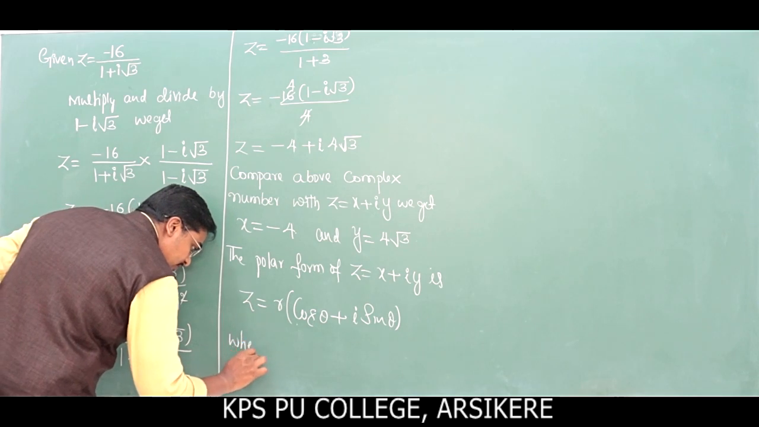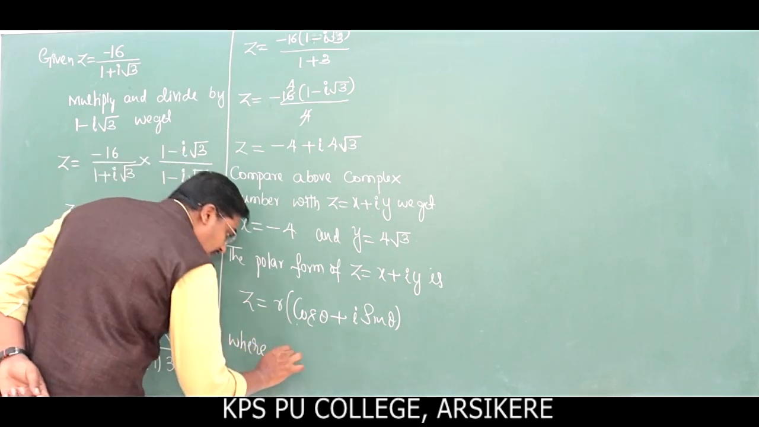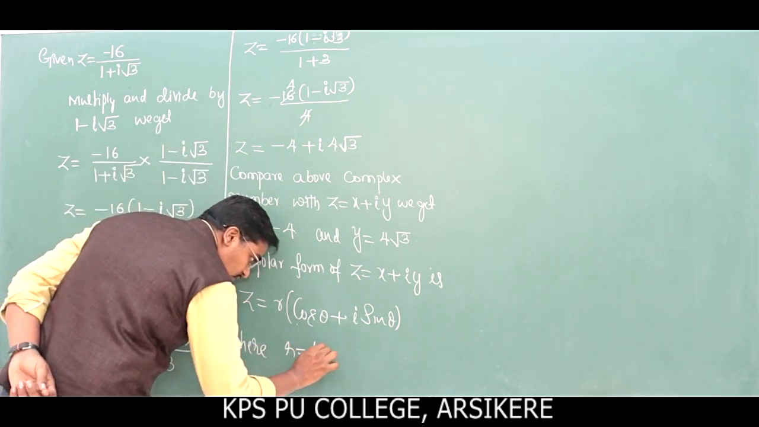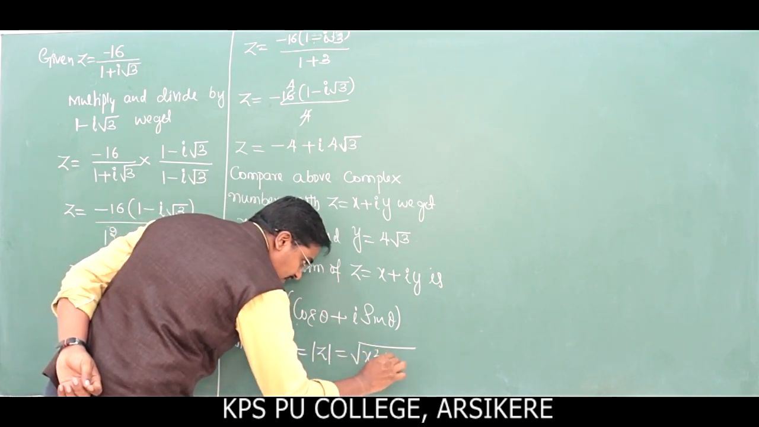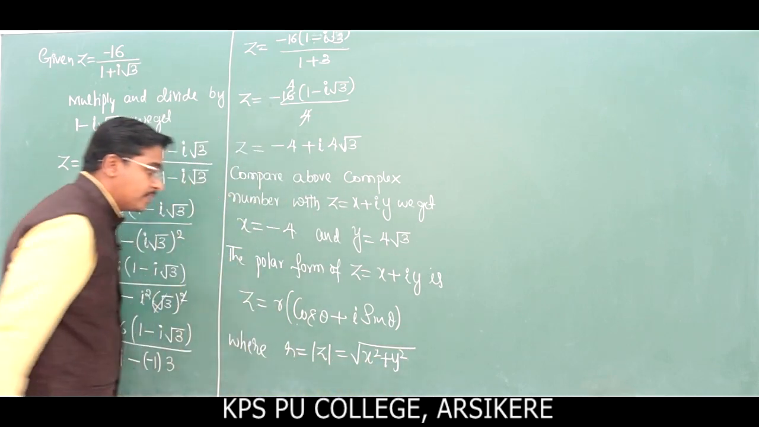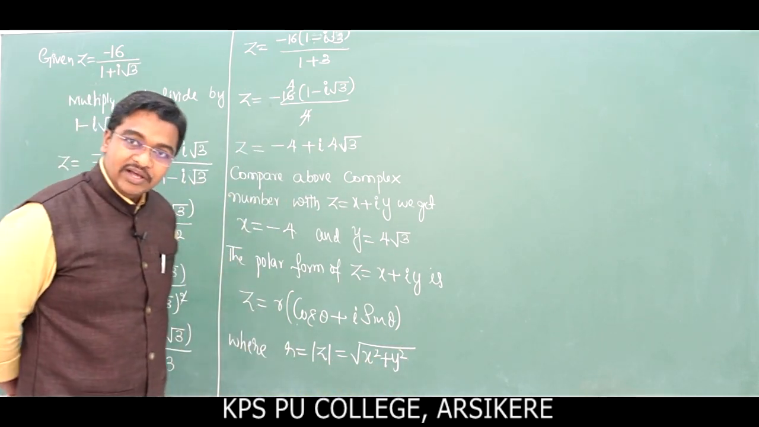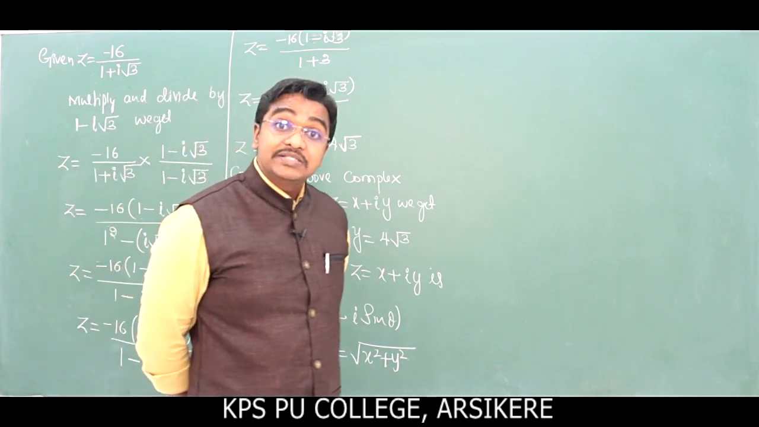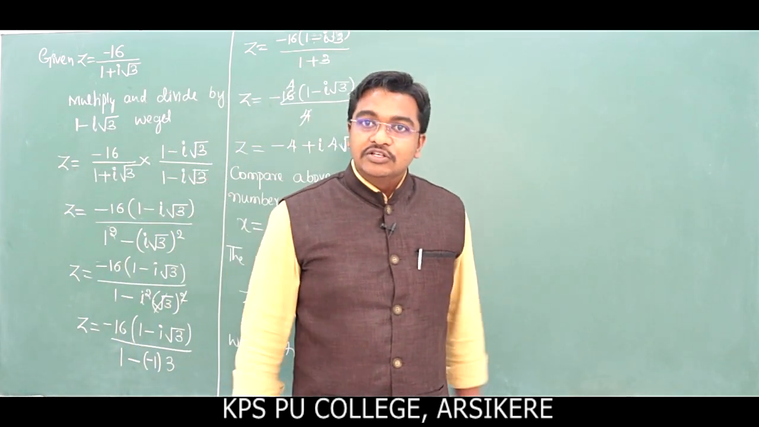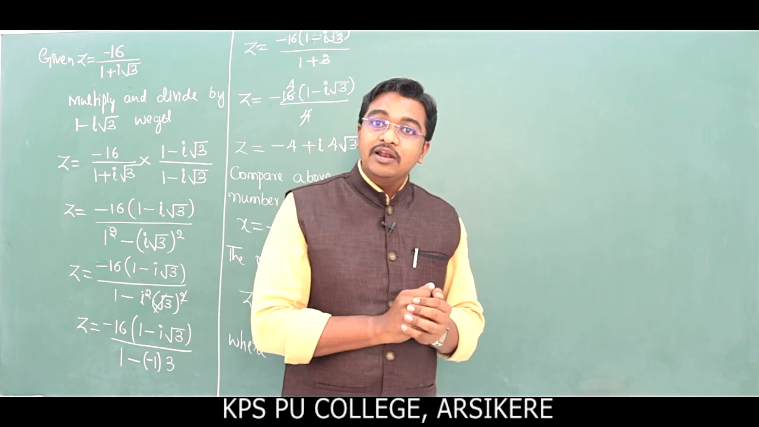Now tell me, what is the term r here? r is equal to the modulus of z, which is the expression root of x square plus y square. Then what about theta? Theta is called the principal argument.